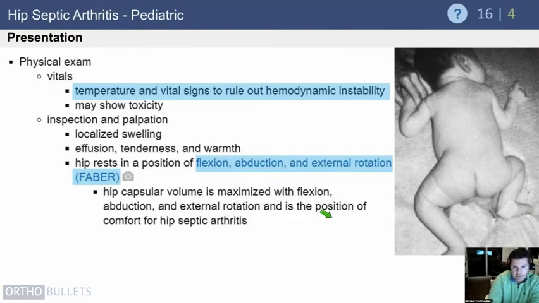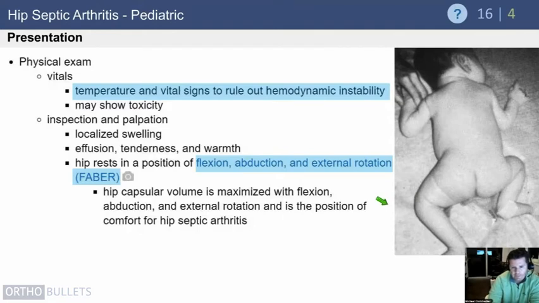Also, if you're looking at the neonates, the babies in the NICU, and they have this, they will just hold their hip in a weird position. You can see this picture over to the right here, where it's in a flexed, abducted, externally rotated position. This is a position that maximizes the space in the joint capsule.